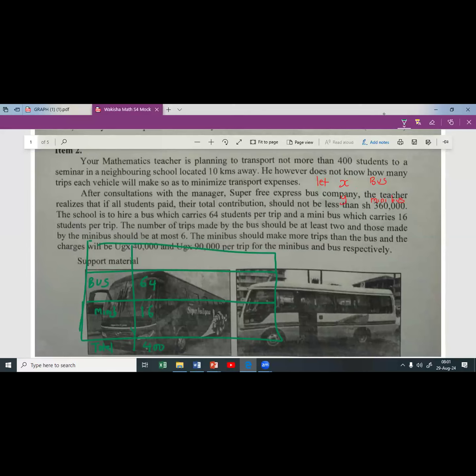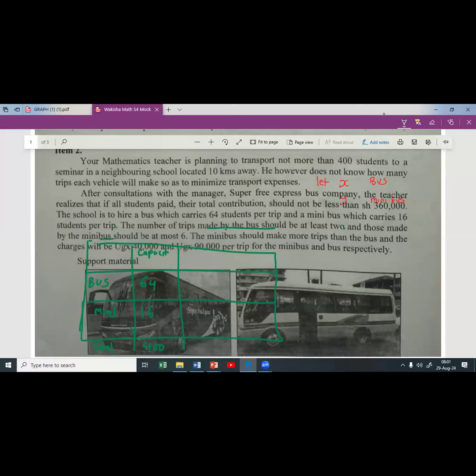Now, this is the capacity, or the seating capacity. Then I go to the next one. What else am I going to form? They are telling you that the number of trips made by the bus should be at least 2, and those made by the minibus should be at most 6. I told you, the moment you find that they are using a conjunction between the two and you have inequalities, you separate them. So this is one inequality and this is the second inequality.